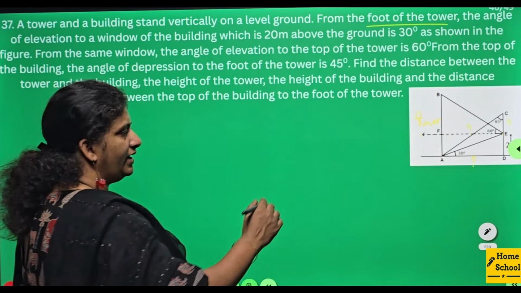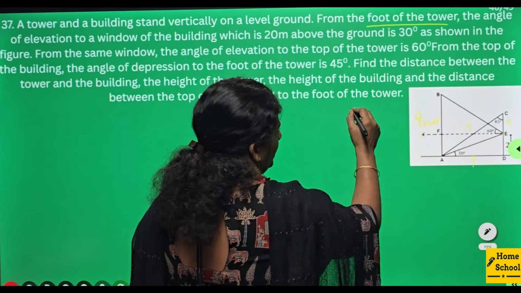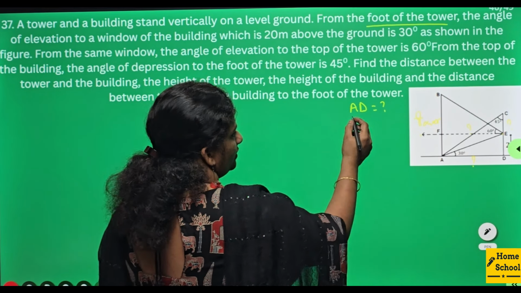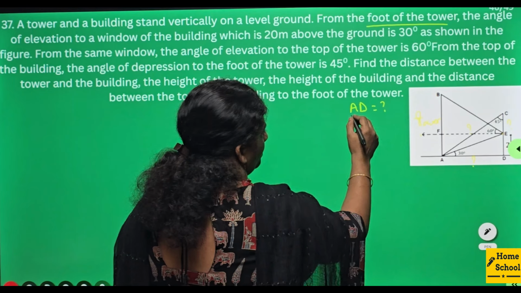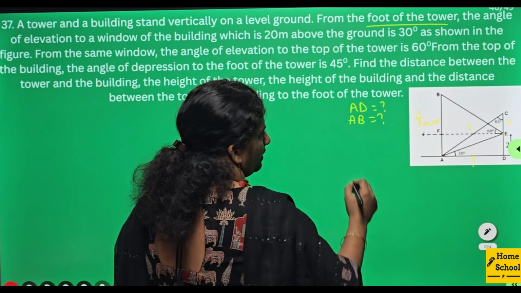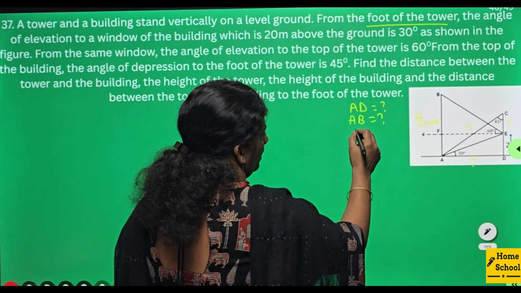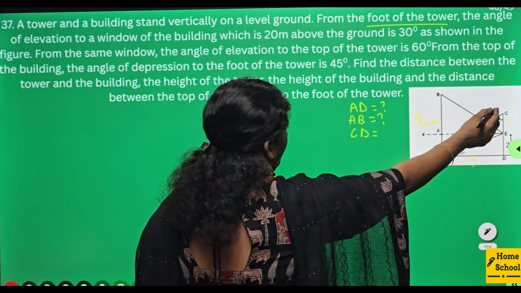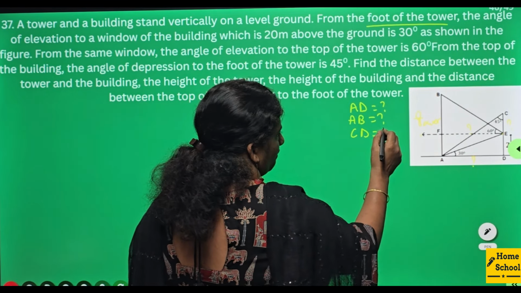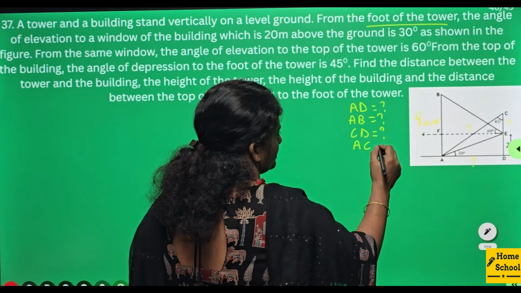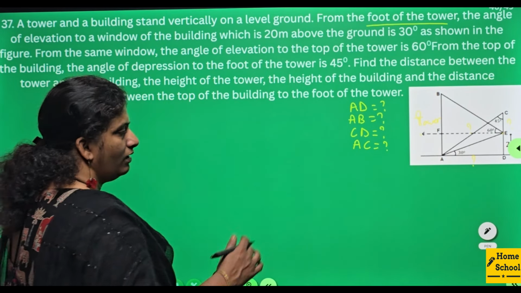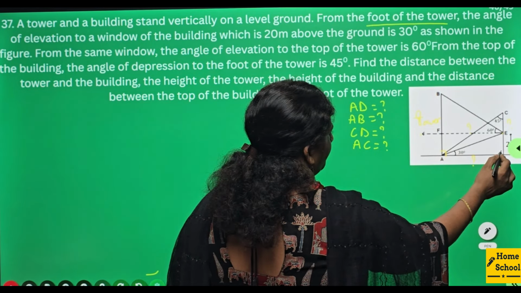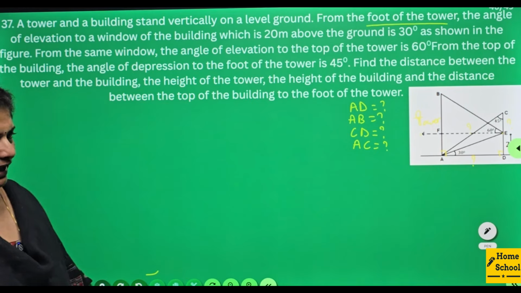Finally, what all do we need? Let me write here. First, we need AD, the distance between building and tower. Then we need the total height of the tower. And then we need the total height of the building CD. And then the distance between the top of the building to the foot of the tower, that is AC is equal to question mark. Now let's start finding. See here, all are perpendicular. Tower and building are all right angles.